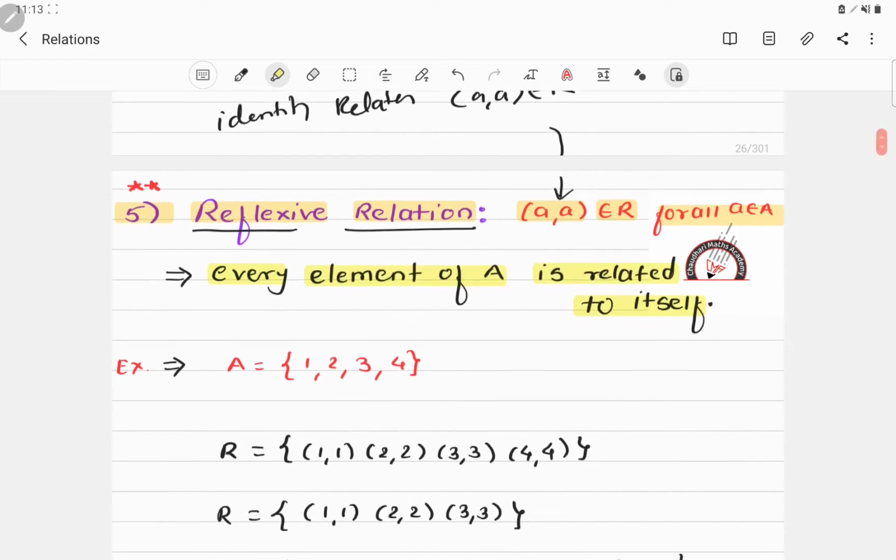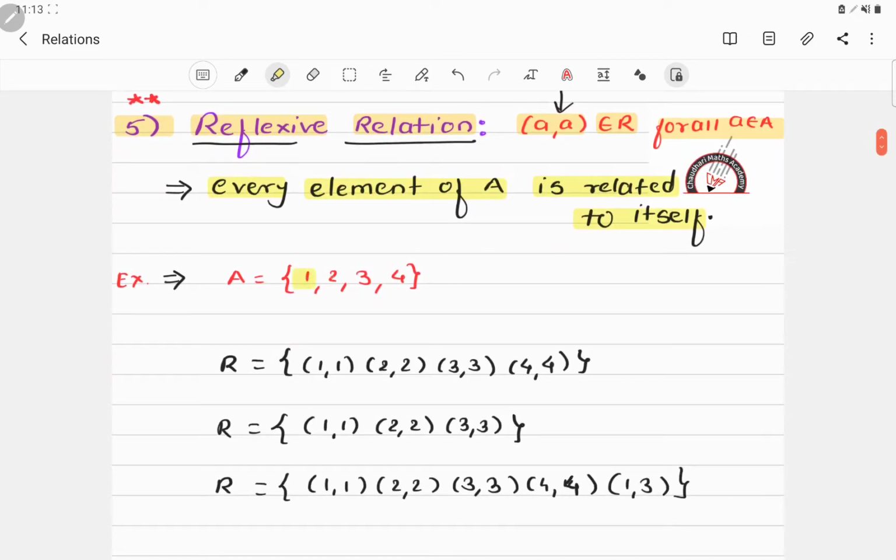So friends, once again here I am taking the same example. There are 1, 2, 3, 4 elements present in set A. If you observe, 1 is in relation with 1, 2 is in relation with 2, 3 is in relation with 3, 4 is in relation with 4. So let me discuss this first relation R1. This first relation R1 is an identity relation, and this is also a reflexive relation. It shows both things because all the elements of set A are related with itself. Therefore this is an identity relation as well as a reflexive relation.